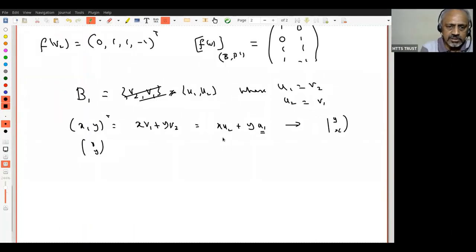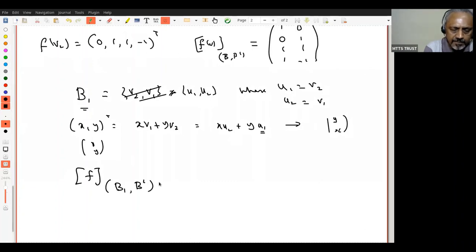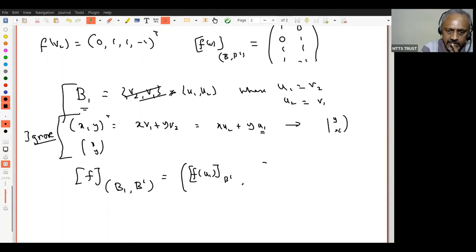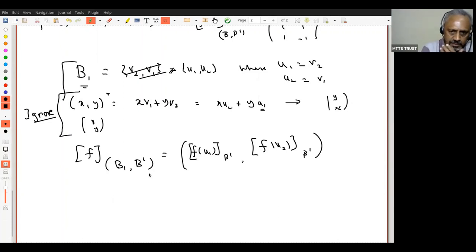But what I want to do is this. So this is my b1. Now, what do I want to do? I want to look at the matrix of f with respect to b1 and b dash. If you want, ignore this part, but concentrate on this. For this, what should I do? The first column should be f of u1, and I should express it in terms of b dash. That's the first column, and the second column will be f of u2, broken into b dash. You understand this? If you are getting confused, don't worry.